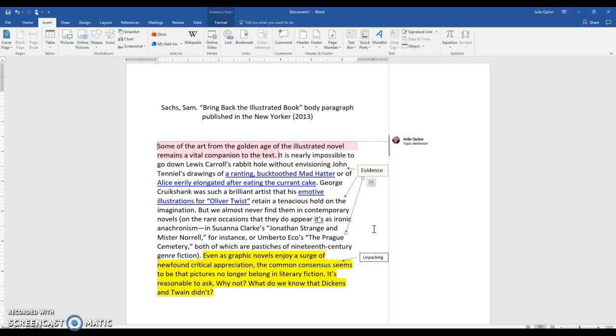So here's the example of what Sachs does. He says, "Even as graphic novels enjoy a surge of newfound critical appreciation, the common consensus seems to be that pictures no longer belong in literary fiction. It's reasonable to ask, why not? What do we know that Dickens and Twain didn't?" Okay, so he's saying, in the golden age it happened, and it happens a little bit in the present, but it's not happening anymore. And he poses this rhetorical question, well, why not? What do we know that Dickens and Twain didn't?